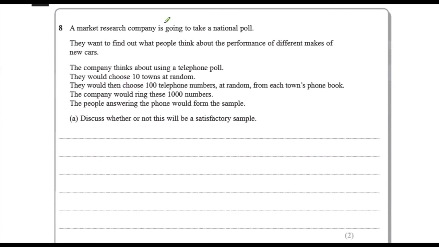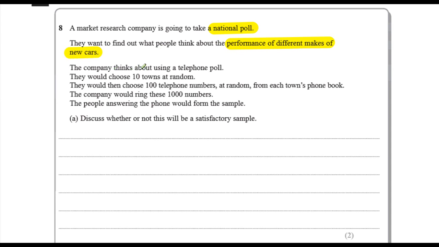Question 8. A market research company is going to take a national poll. Keyword: national poll means it's going to be a poll for the whole country. That's a lot of people. They want to find out what people think about the performance of different makes of new cars.